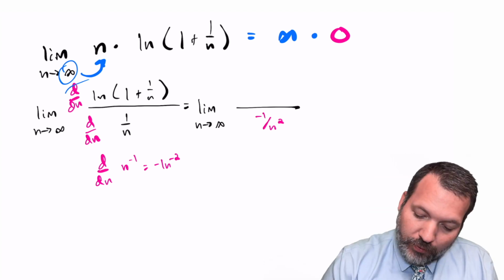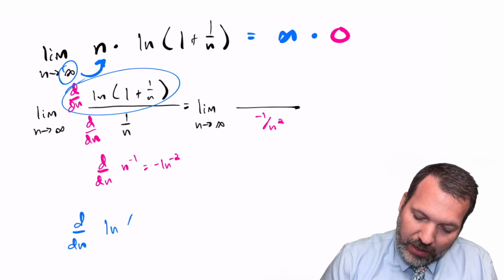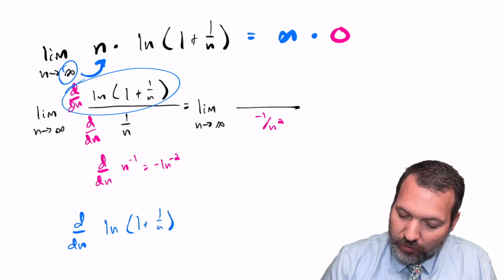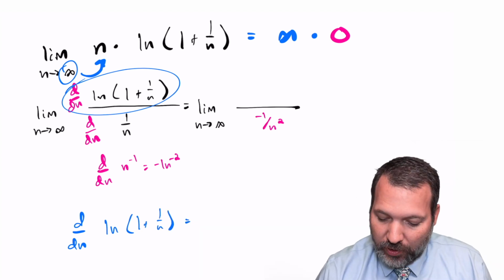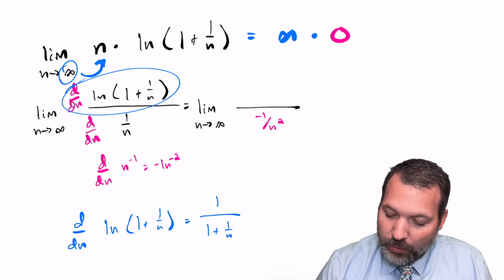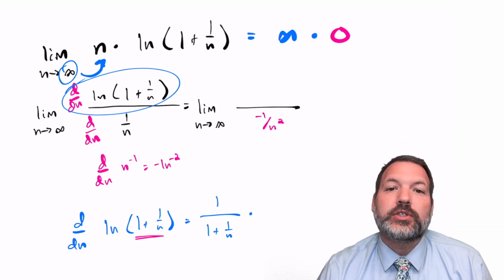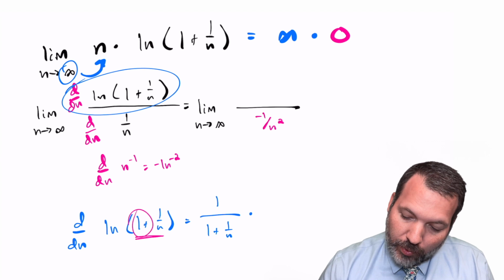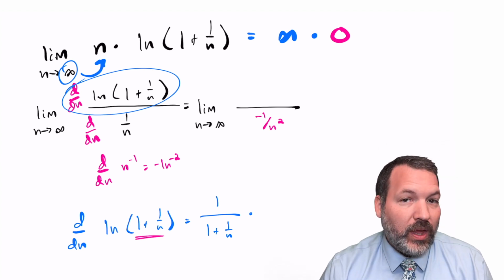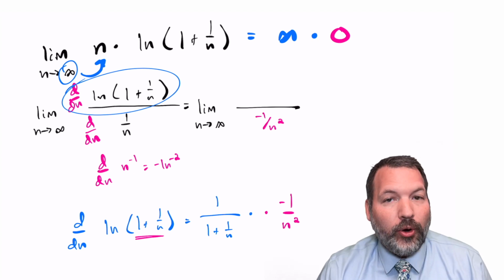n to the second. For the numerator portion, derivative with respect to n of natural log 1 plus 1 over n. Again, we need the derivative, first of all, of the natural log function, which is the reciprocal function, 1 over 1 plus 1 over n. But then we need to multiply it by the derivative of this inside portion because of the chain rule. The 1, when we take the derivative, just goes to 0, and 1 over n, we actually just said what the derivative was, negative 1 over n squared.